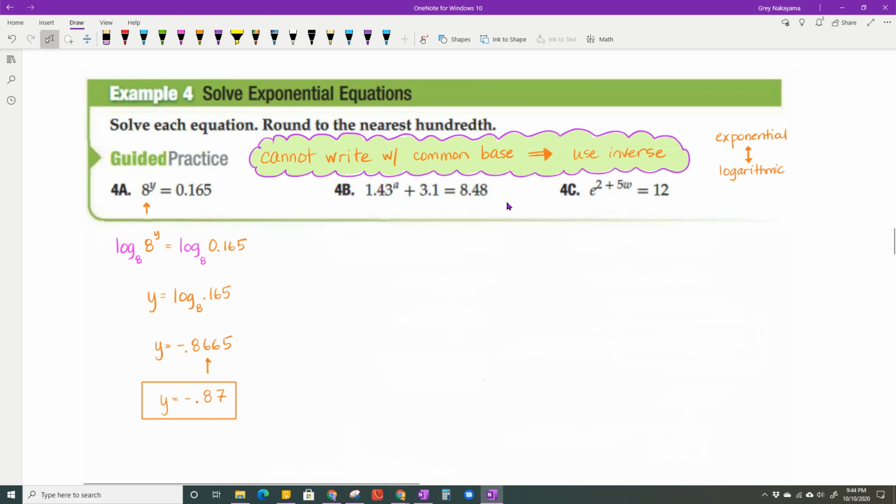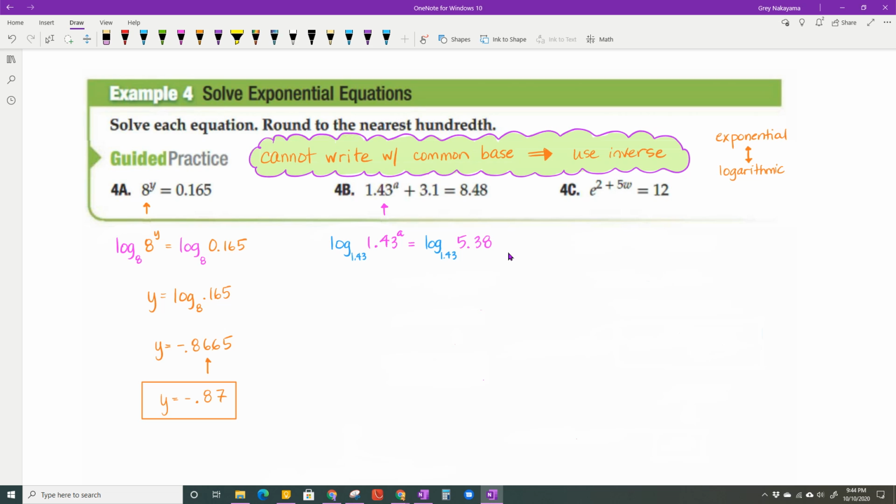And when I take 8.48 and subtract 3.1, what am I going to get? 5.38. So I now have 1.43 to the a equals 5.38. What is my base? Well, my base is 1.43. So now I'm going to take the log base 1.43 of both sides.